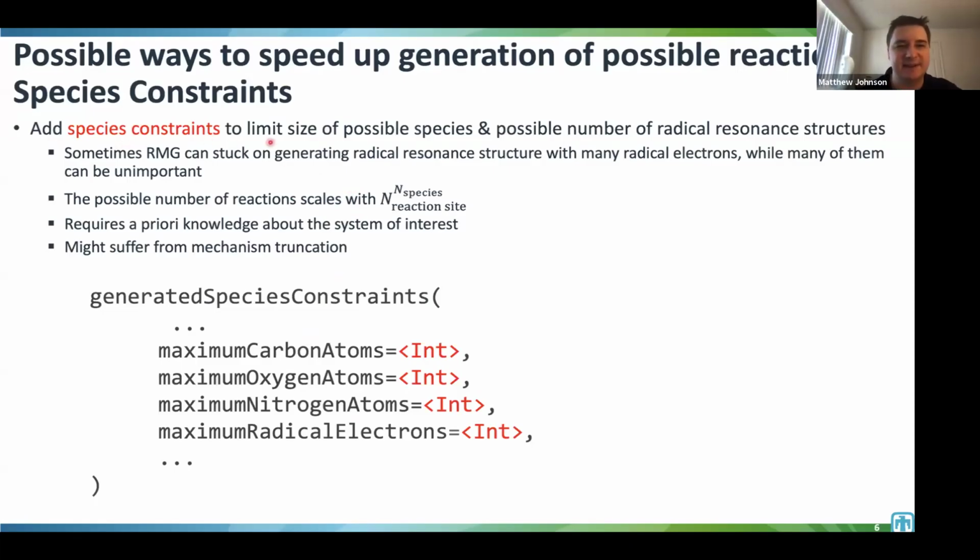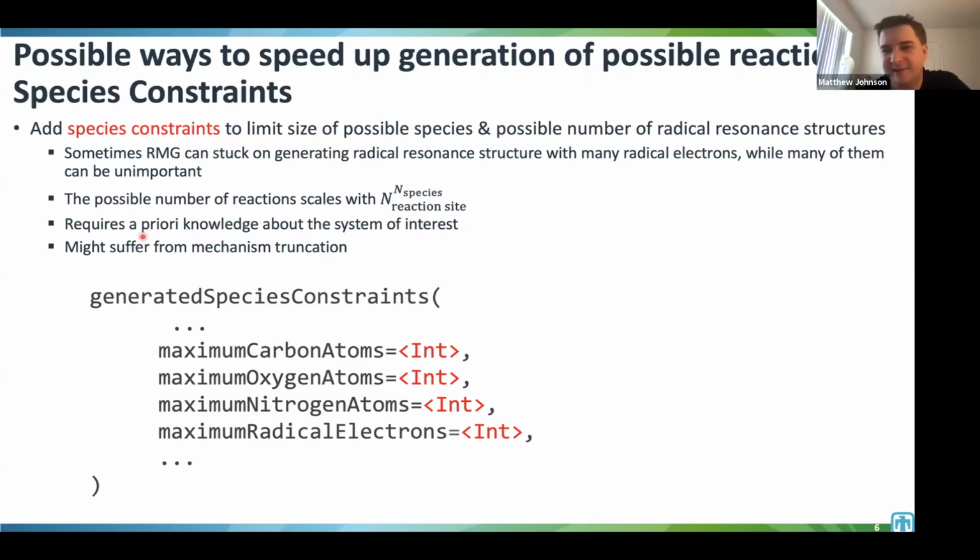Another way to look at it is adding species constraints to your model generation process. This is a separate block from the model block, and it works by letting you set a maximum number of carbon, oxygen, nitrogen atoms, or radical electrons that species can have in your mechanism. This can considerably help. It can let RMG skip over some of these more complicated structures and species with lots of radical electrons that can be more difficult to deal with. This also avoids the larger species that generate more reactions than smaller species.